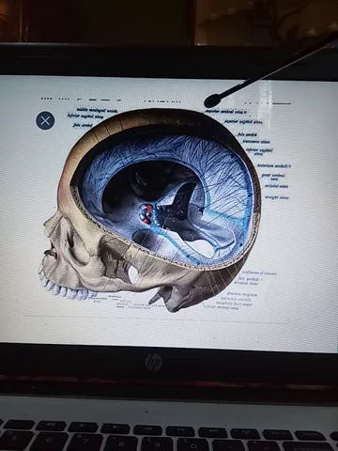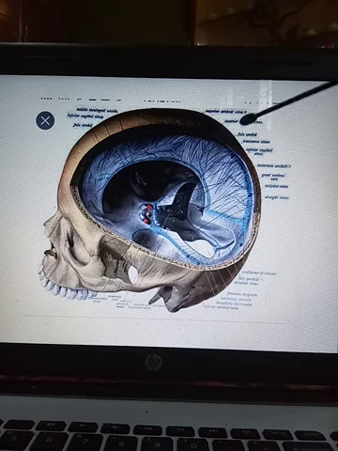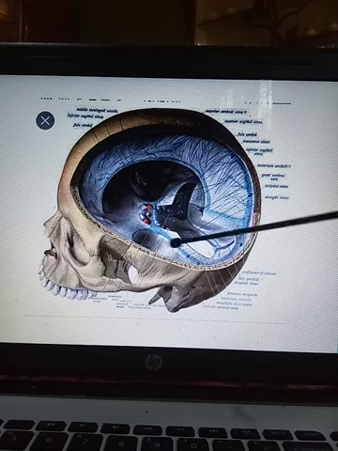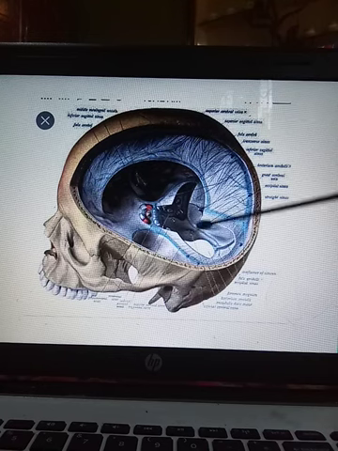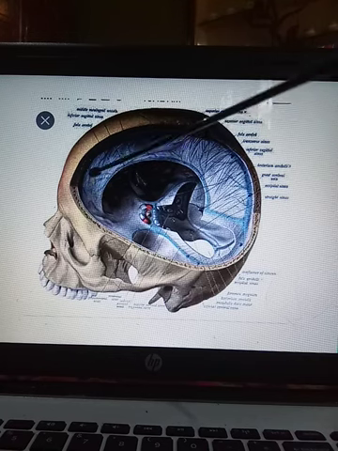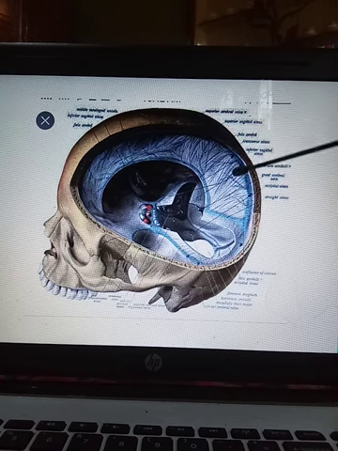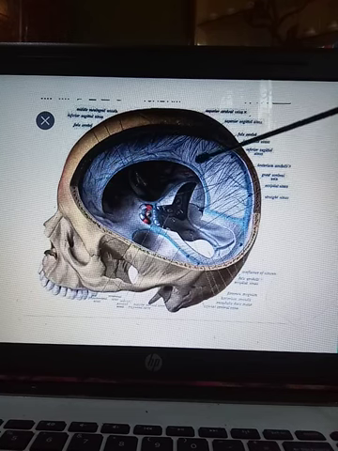As you can see in the picture, this is the lateral view of the skull. The skull bone has been removed and one cerebral hemisphere, the left half, has been removed in this picture, and by removing the cerebral hemisphere, the view of the falx cerebri is quite clear.